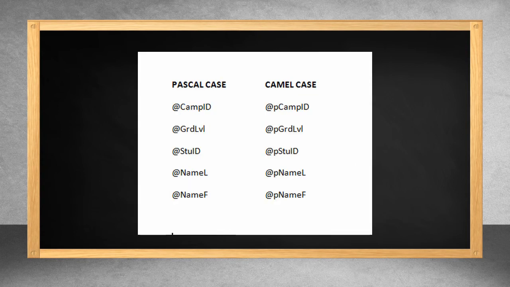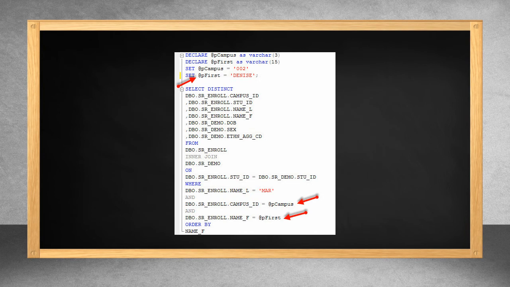As opposed to underscores, the naming convention for variables is Pascal case, where the first letter of the word is capitalized to separate words, or camel case, where the first word, or P for parameter, is lowercase. This helps to distinguish variables from the other database elements and makes for more readable code. The entire query would look something like this. You would set the variables at the top, and then use the variables in your where statement at the bottom.